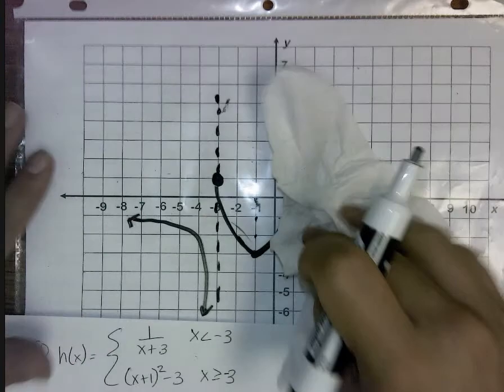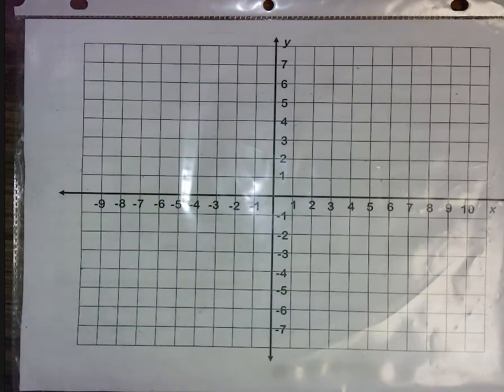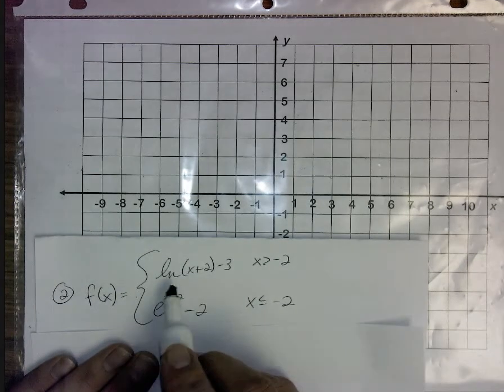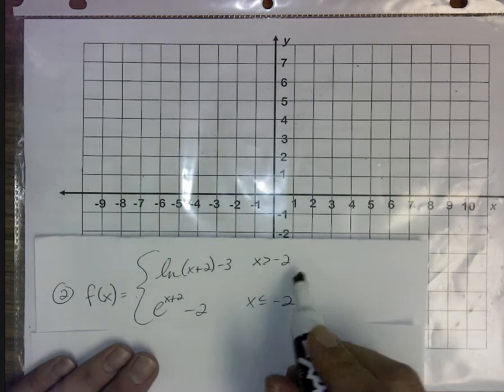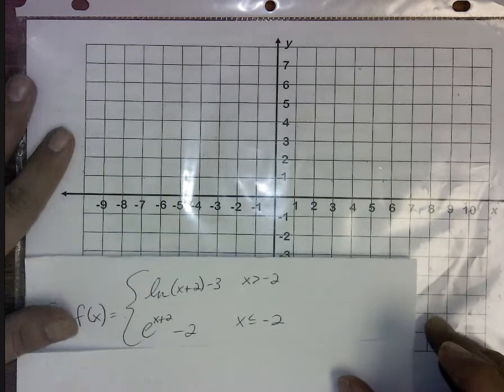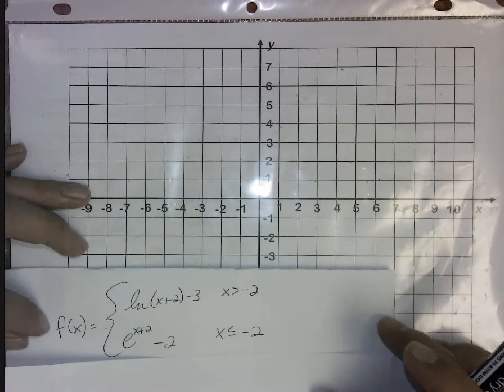Okay, so let's move on to the second one. The next one we're going to look at is, just on a piece of paper here, f of x equals ln of x plus 2 minus 3 when x is greater than negative 2, and e to the x plus 2 minus 2 when x is less than or equal to negative 2. So again, you might want to pause this, try it out, and then replay it to see if you got the correct graph.